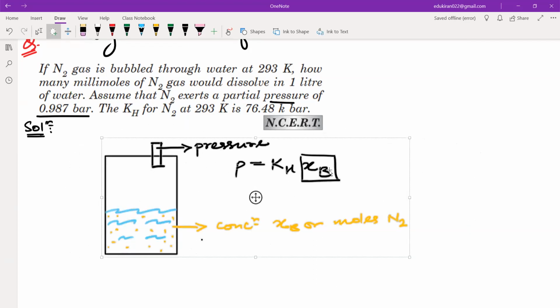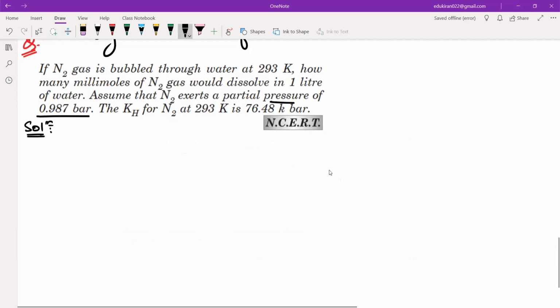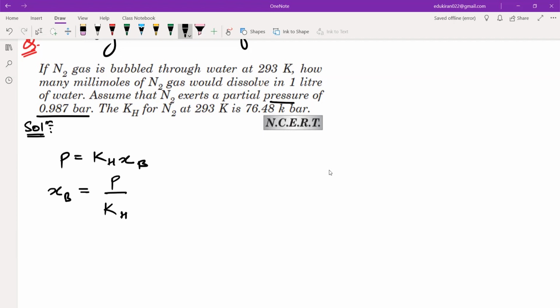Let me clear this up, and we will write pressure is equal to KH into chi b, and chi b will be equal to the pressure upon KH. So what is pressure? Pressure is 0.987 bar.